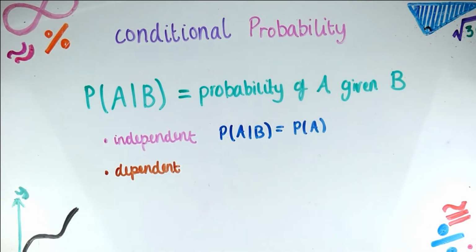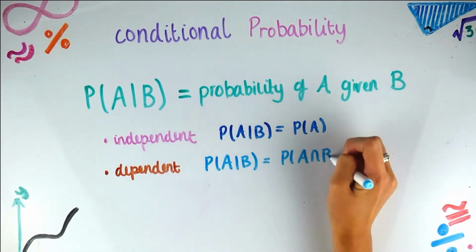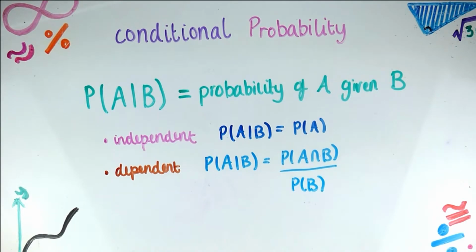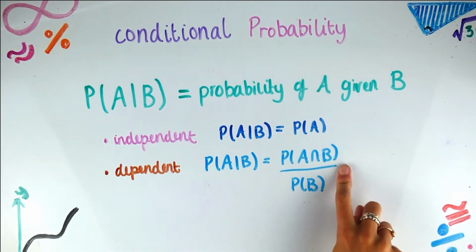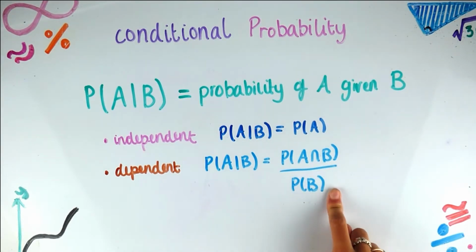So if two events are dependent, that means they might depend on each other or they have an effect. And then we actually have a different formula for the probability of A given B. When they're dependent, so it can have an effect, the probability of A given B is the probability of A and B divided by the probability of B. So this is quite a key formula.